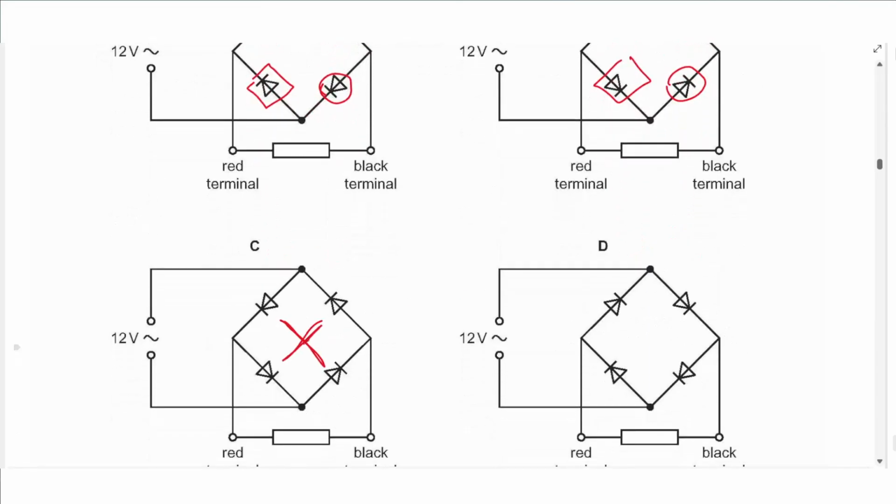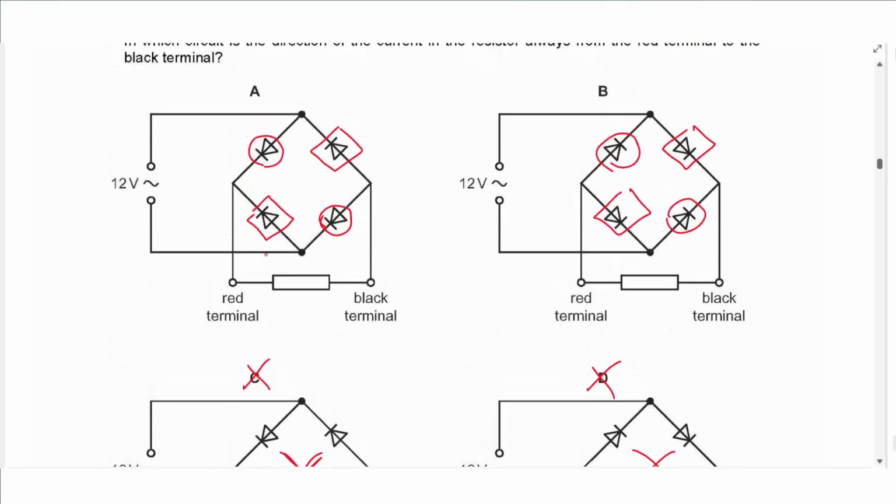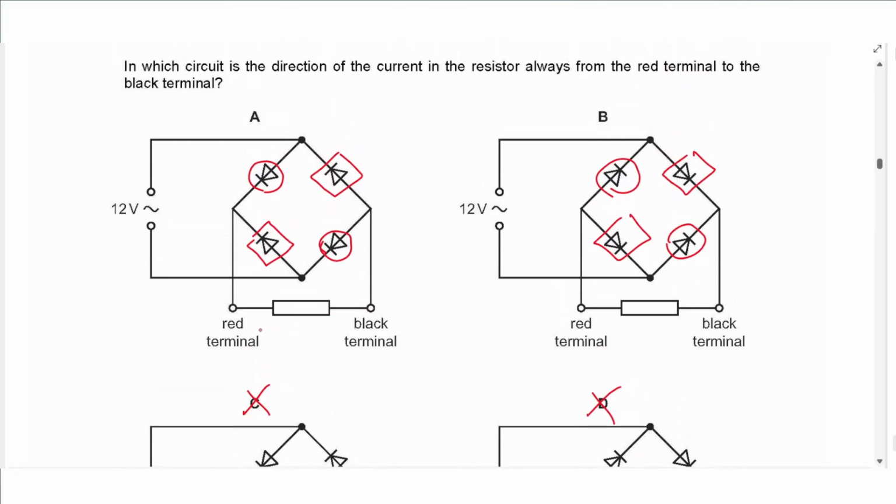Here it's not working and here it is not working, so it's not C or D. And we need the current to be moving from the red terminal to the black terminal. So it must be moving down from here. These two diodes can allow current to flow to that point, and then the current goes to the red terminal. So it is A. In B, we need the current to go in the same direction, but these diodes are pointing in the opposite direction, so the current is not allowed to reach this point, so it's not B.